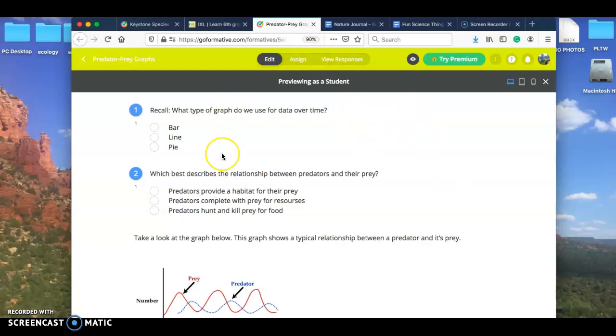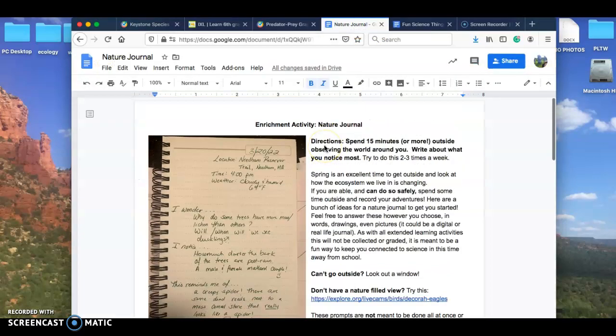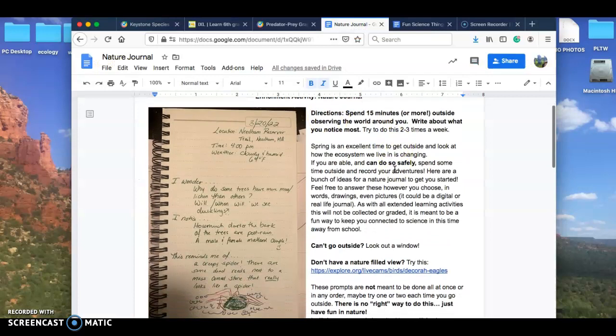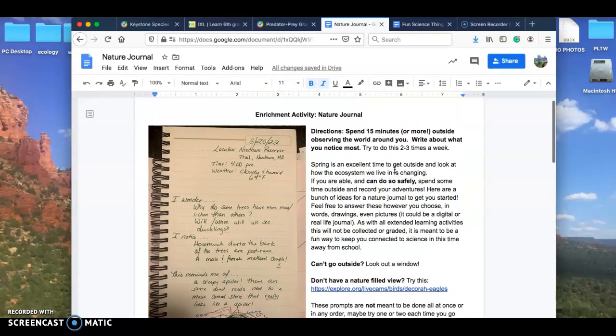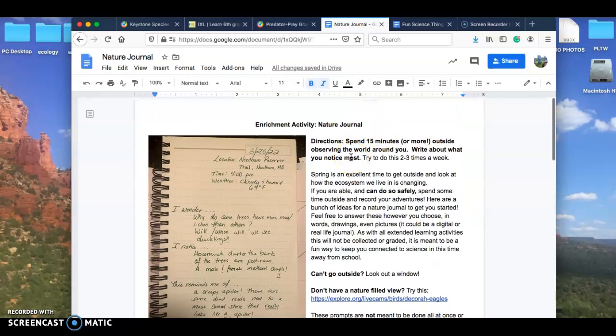Those are your 3 assigned activities for the week. That is what I'm expecting that you get done. If you have extra time, if you're feeling bored out of your mind because you're stuck at home, I do still have the nature journal activity that you can be working on. This is also on Google Classroom.